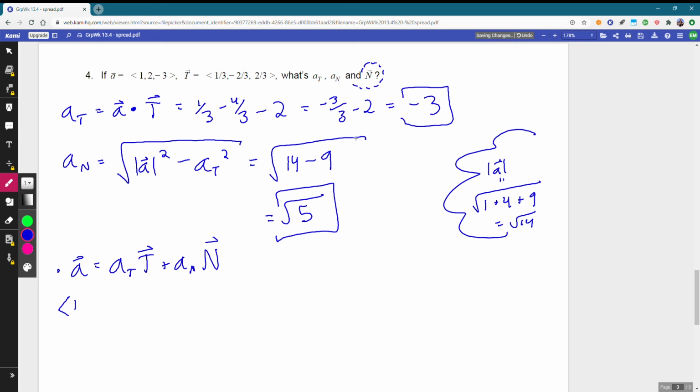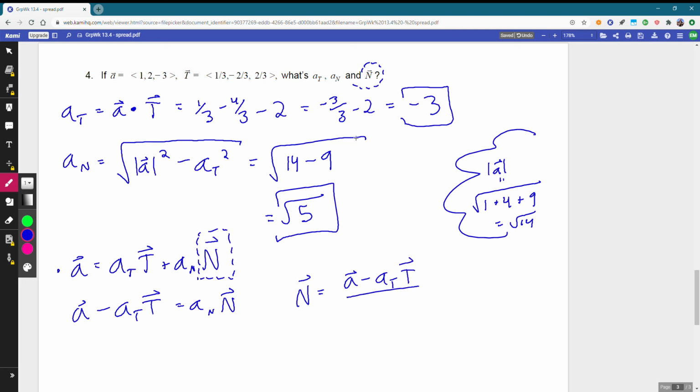You know what, let me not work this out right now. Let's solve for what we want to find, and then I think this will be a little bit cleaner. So if we subtract the AT over, so we have acceleration vector minus AT unit tangent equals AN times N, and as long as AN is not 0, we can divide by it. And so what we get is our unit normal is acceleration minus AT T divided by AN. So here we can start filling in.